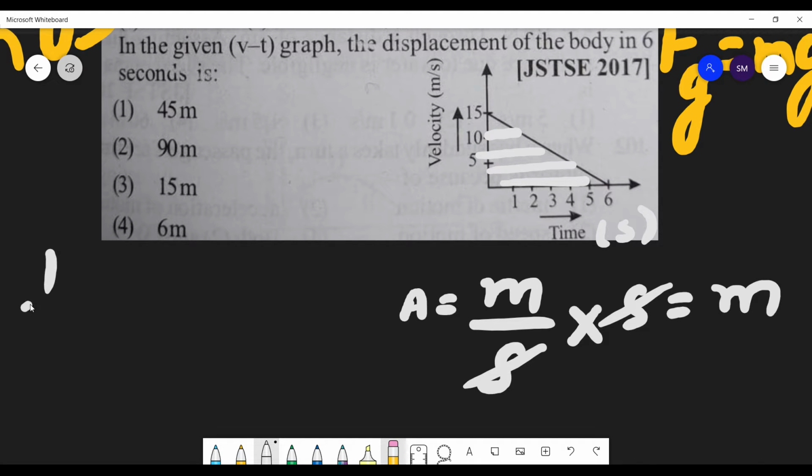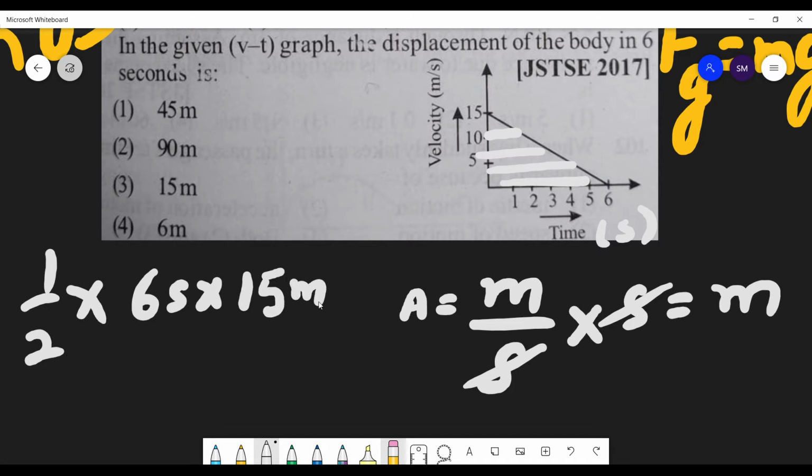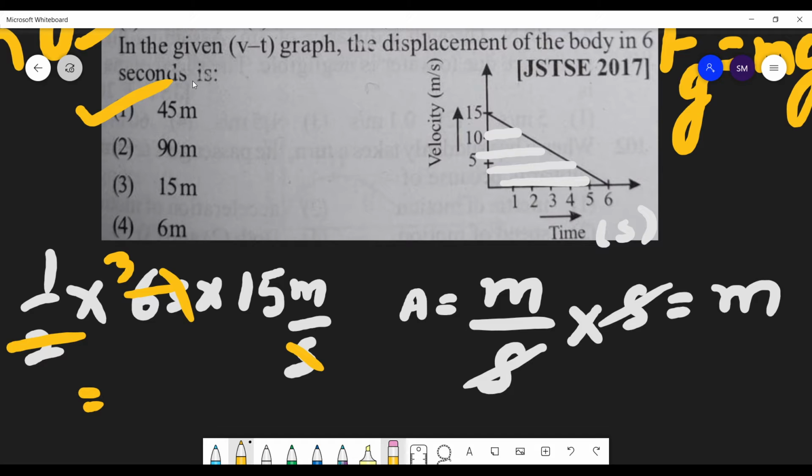So how much is this area? Half into base, which is 6 seconds, into height, which is 15 meter per second. Seconds cancel out, 2 3s are 6. So how much is the displacement, students? 45 meters.